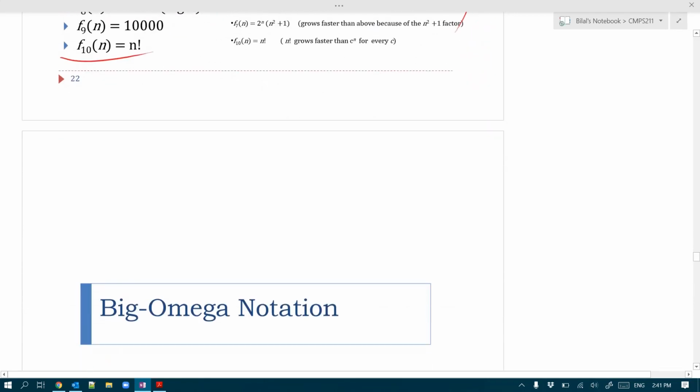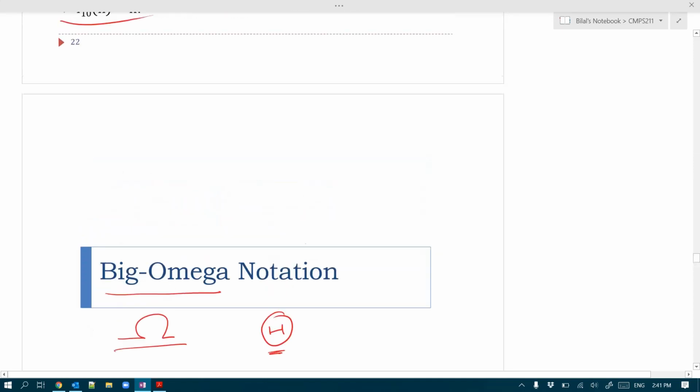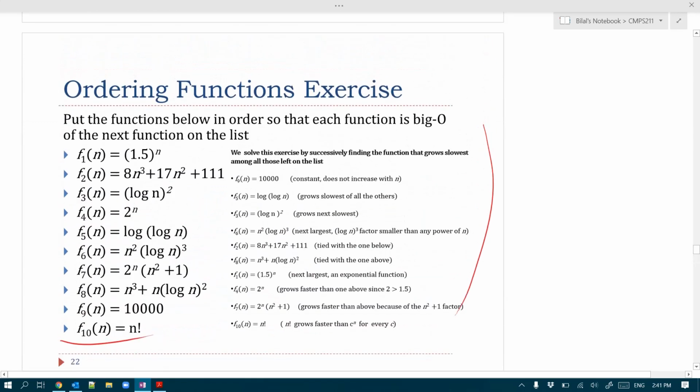But the most important parts to come are to learn the big omega notation, and to see how we can prove such relations between functions, and to also talk about the big theta notation, and to see how we can prove certain properties on top of it.